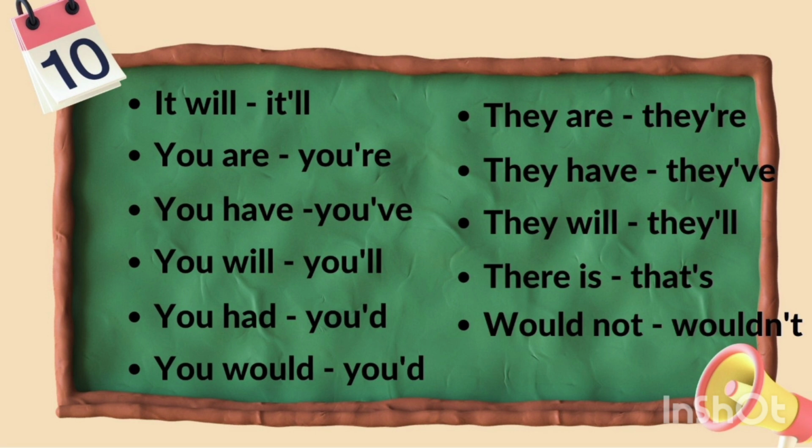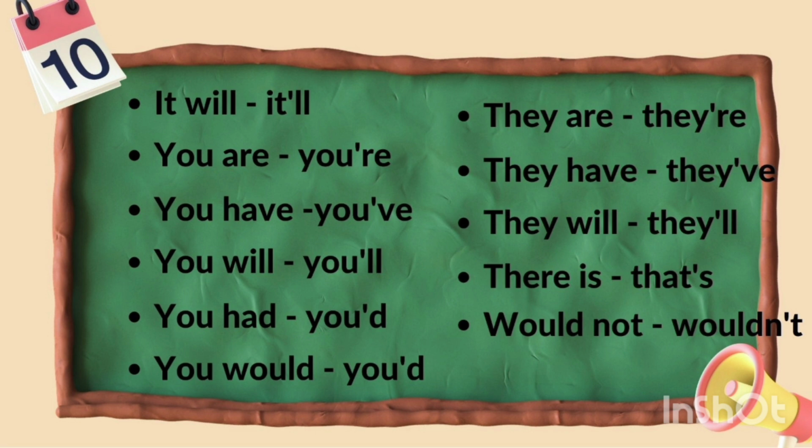So let's look at some more examples of contractions. It will, it'll. You are, you're. You have, you've. You will, you'll. You had, you'd. You would, you'd. They are, they're. They have, they've. They will, they'll.